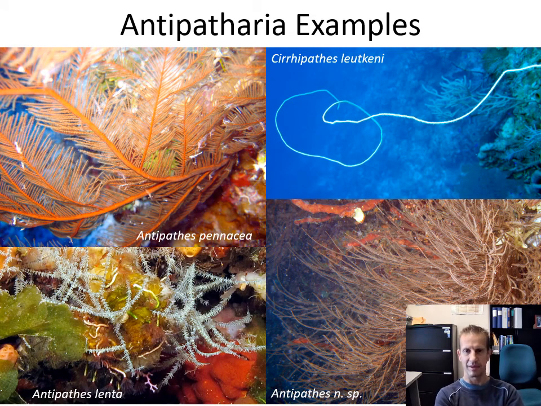And then these are the Antipatharians, what we call the black corals or the horny corals. And these pictures are taken in deeper water where these things are usually found. Some of them have weird structures where they look like a long rope. Others look more like a fan or a feathery bush.